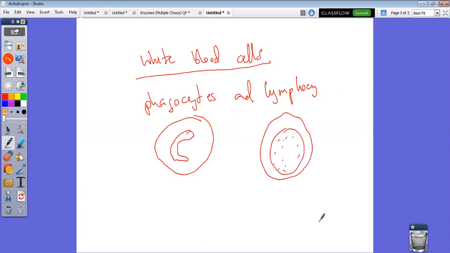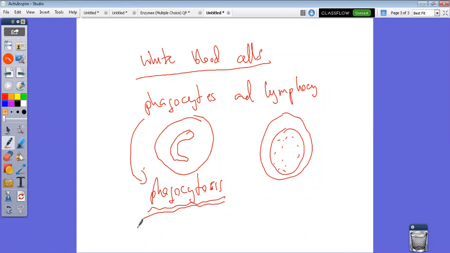Clear? That is there in your book, sir. You can always draw from your book. So this is a process called phagocytosis. We need to explain it in stages.